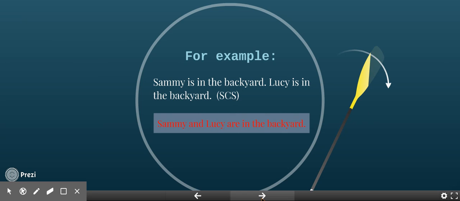All right, let's look at an example. Sammy is in the backyard. Lucy is in the backyard. SCS. They're asking us to make a simple sentence compound subject. So we repeat in the backyard, so we can take out one of those prepositional phrases. We also repeat is. Well, if we're trying to make a compound, that means we have more than one subject. We have to have subject-verb agreement, so we are going to change is to are. So our sentence should read, Sammy and Lucy are in the backyard.